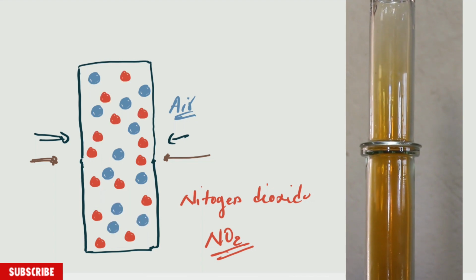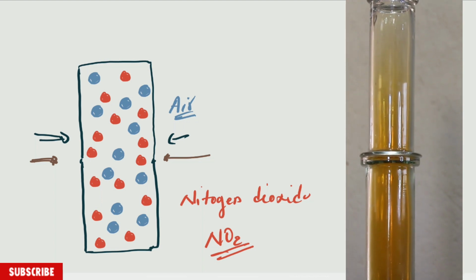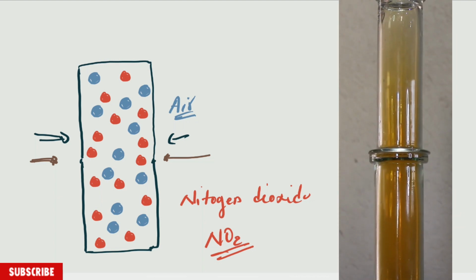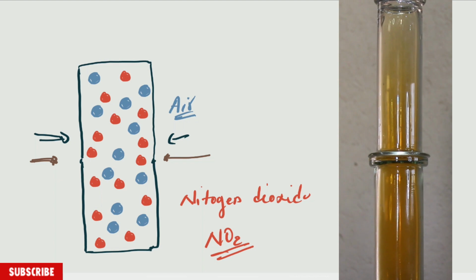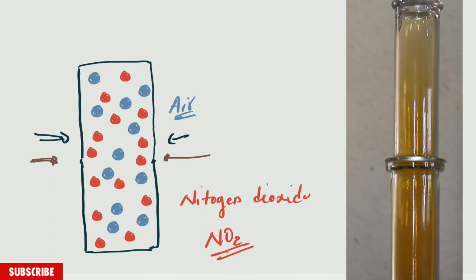Eventually, what is going to happen is that the whole gas is mixed correctly and evenly in the whole gas jar. Because all the particles move among each other, the air mixes with the nitrogen dioxide in that way. This is also proving that there is space between the particles and the particles are moving.